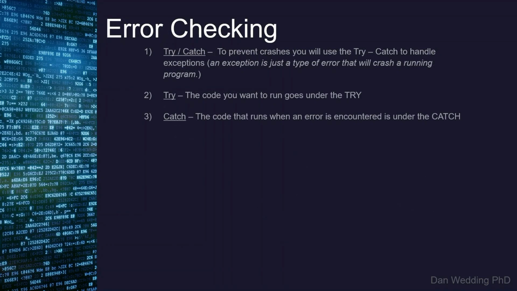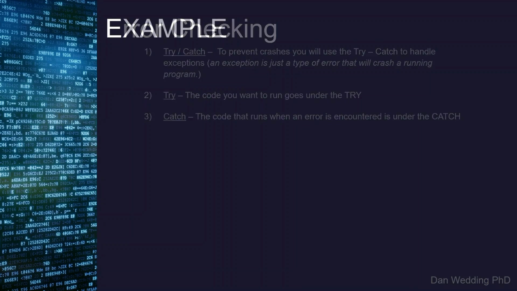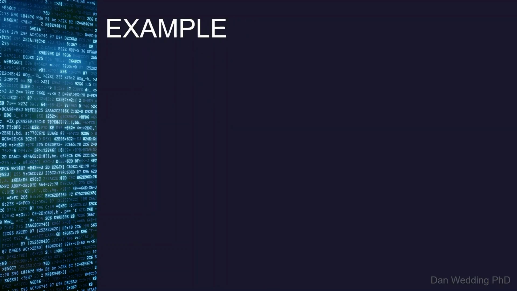To prevent crashes, you will use the try-catch to handle exceptions. The code you want to run goes under the try. The code that runs when an error is encountered is under the catch. A lot of this will be clarified with an example, so let's get started.